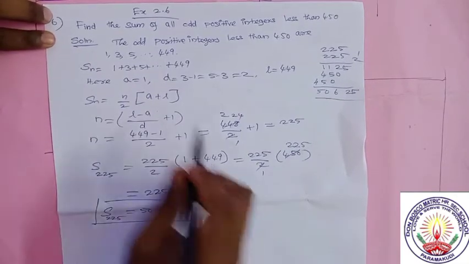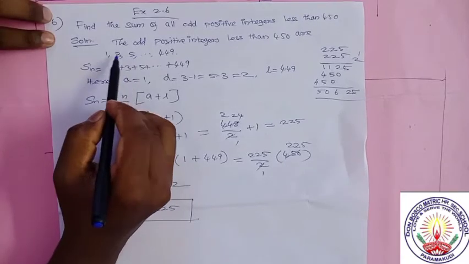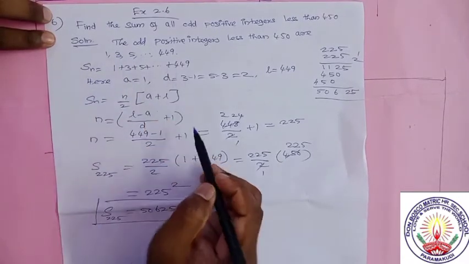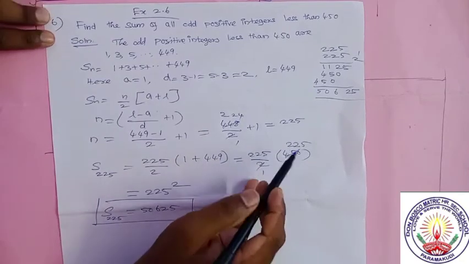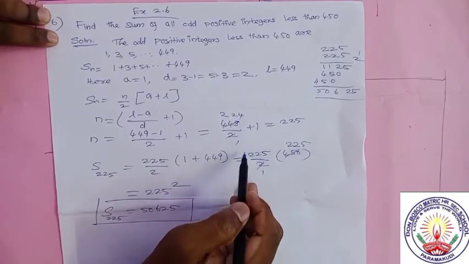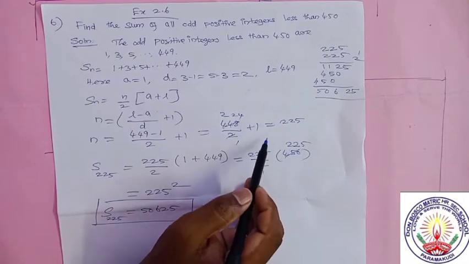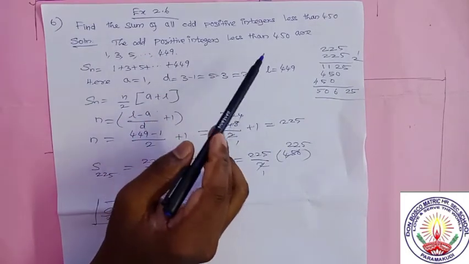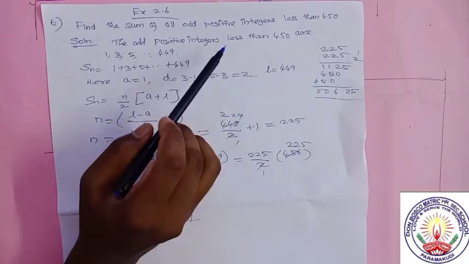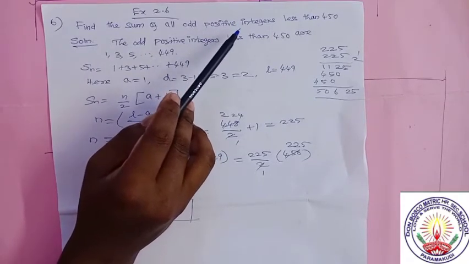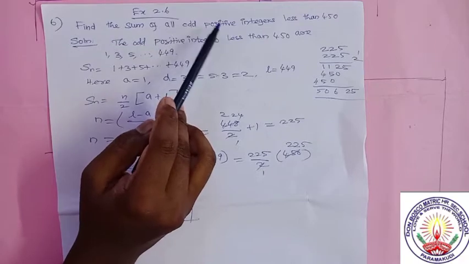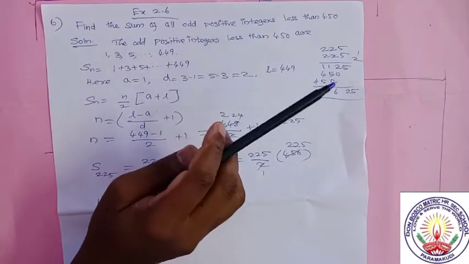If it is beginning with 5 now, 5 is the first term. 1 and 3 will be left out, so the number of terms will be 223. That means we have to multiply 225 into some number. That's why they have taken that sentence beginning with 5. So answer very carefully. Don't memorize the question. The last year book contains an extra sentence, so the answer differs. Here it's a very simple question.